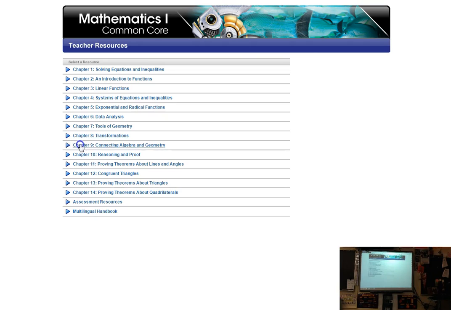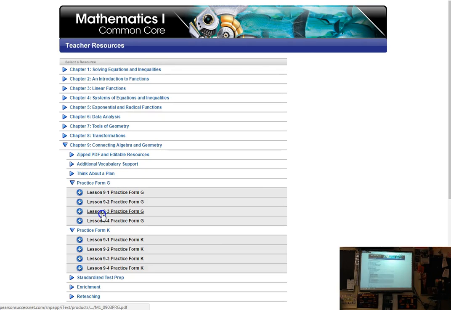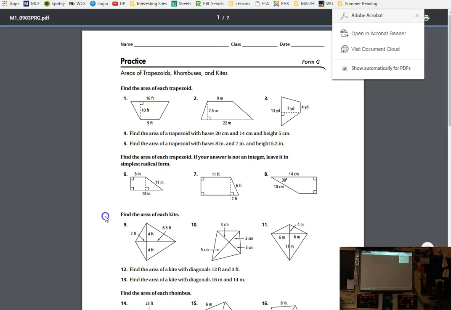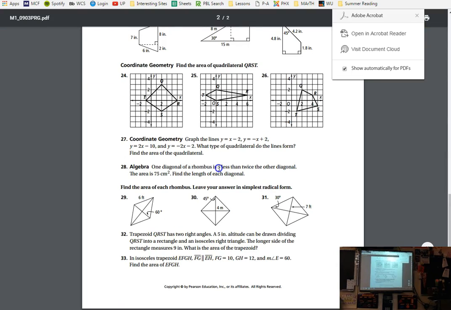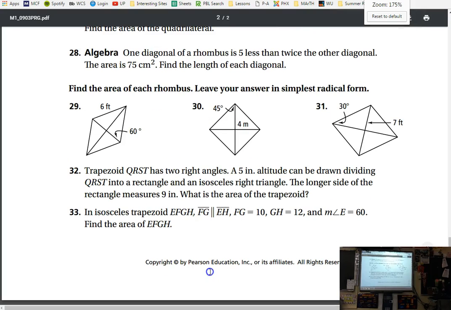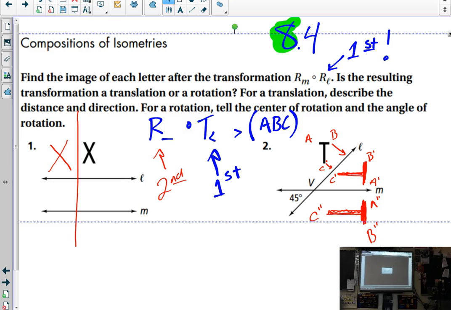9.3, G or K? Question 32. Crap, I keep clicking on the wrong thing.